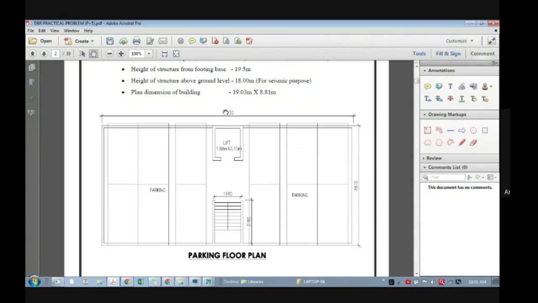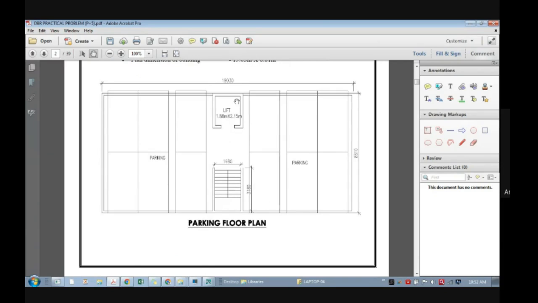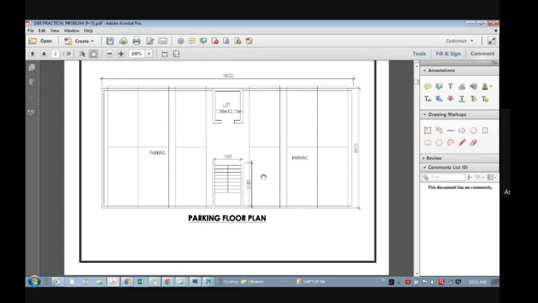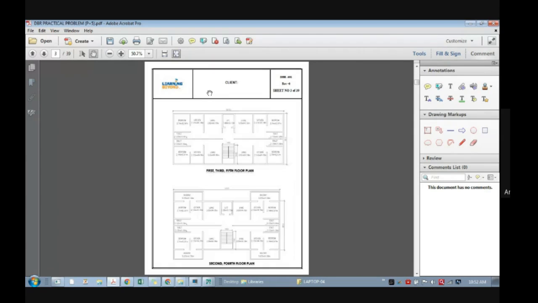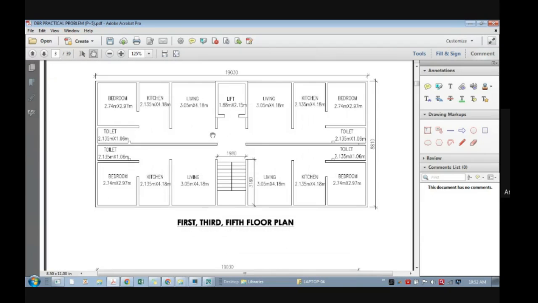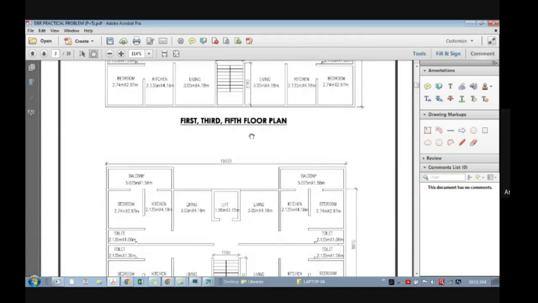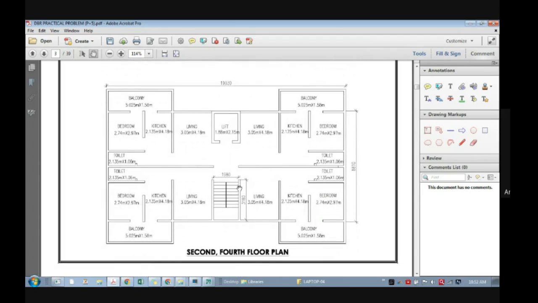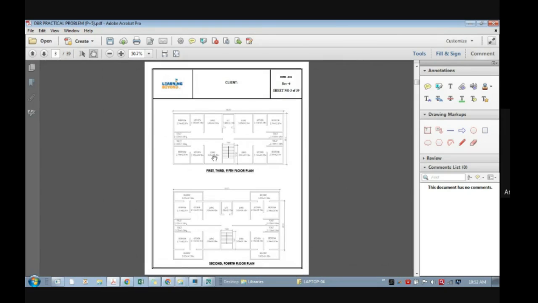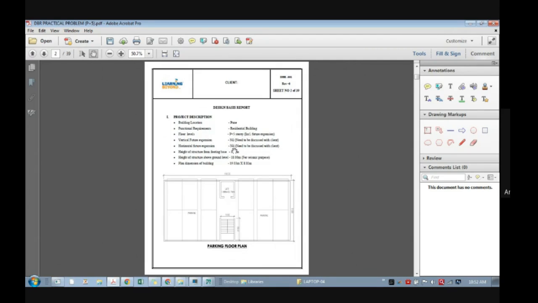Then planned dimension of the building 19.03 meters by 8.8. So this is your parking floor plan. So this information we get from the architectural drawing. So this is the architectural drawing. We can put the architectural drawing in the DBR. Then these are the floor plans, architectural plans. So this is actually a residential building. So you can see living room, kitchen, and every detail is there. So we can understand what is the first and third floor plan and what is the second and fourth floor plan, like this. So you need to put all the architectural drawing information also into the design basis report. Now, if you look at this, you are getting the overall idea of what the project is.